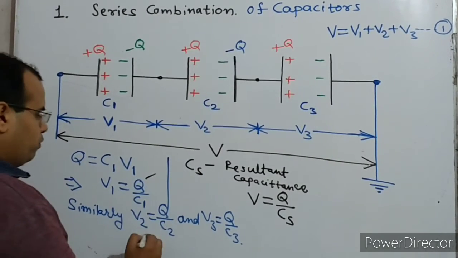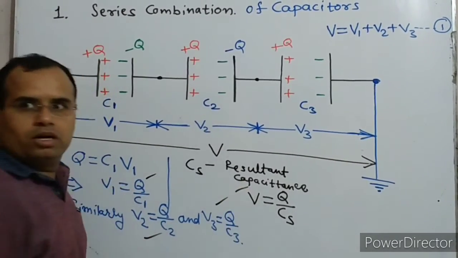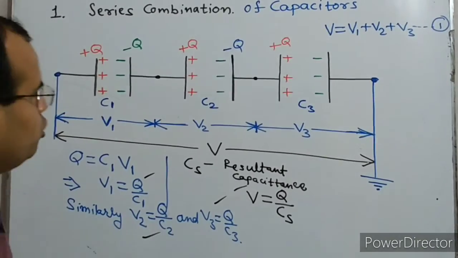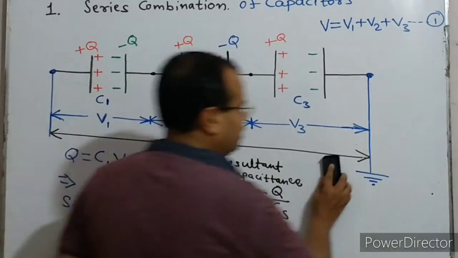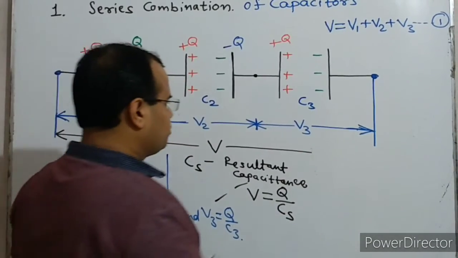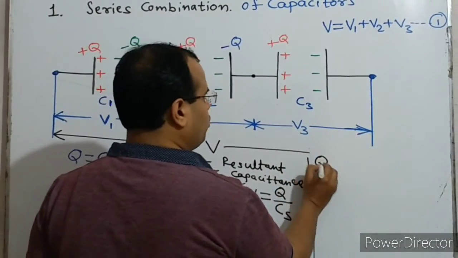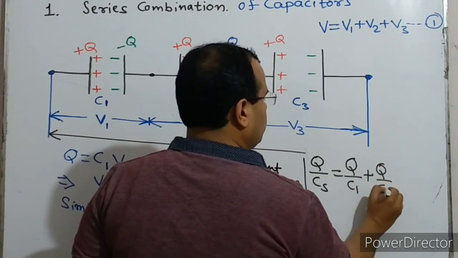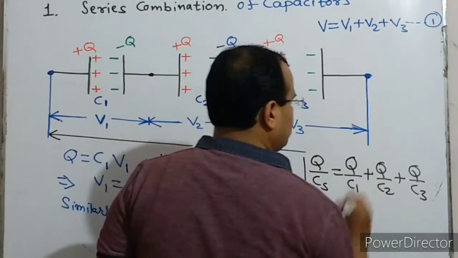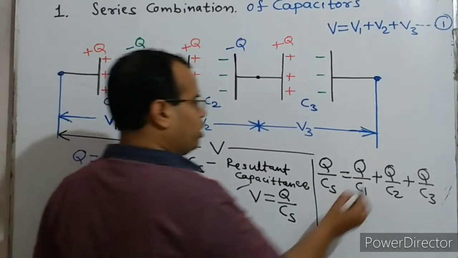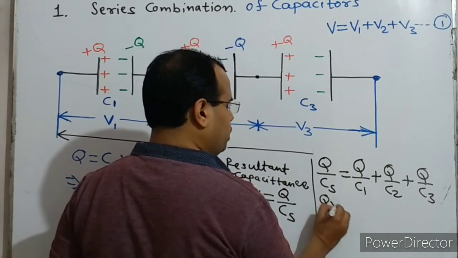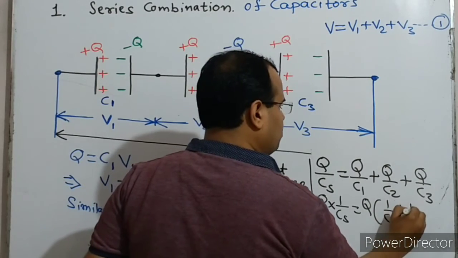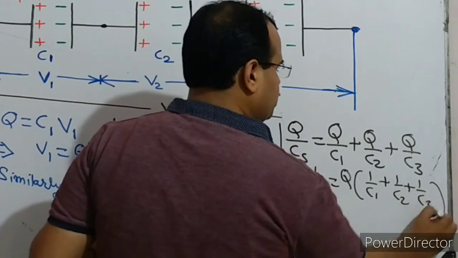Now all these values V1, V2, V3 and V we can substitute in equation number 1. When we substitute, in place of V it is Q upon CS, which equals Q upon C1 plus Q upon C2 plus Q upon C3. You can see here that Q is common in all. So you can take Q common. This is Q into 1 upon CS equals Q common into 1 upon C1 plus 1 upon C2 plus 1 upon C3. This Q is cancelled.